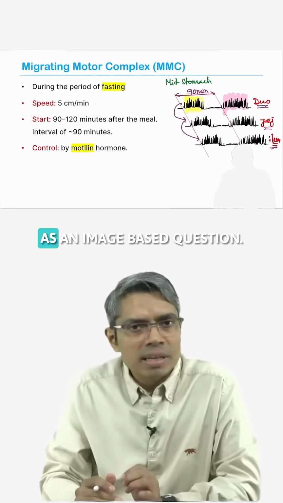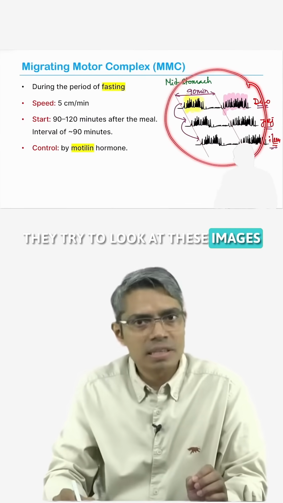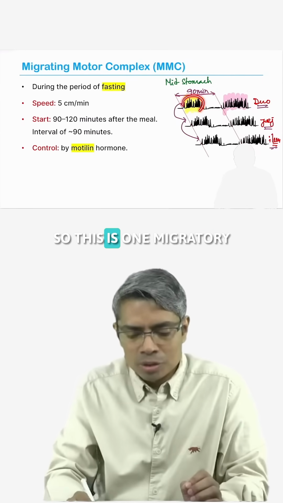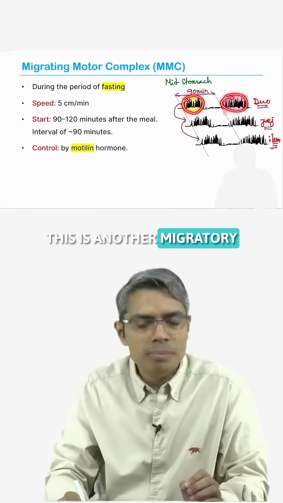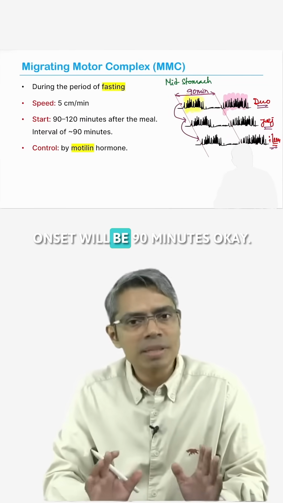It can also be given as an image based question. So on the right side, look at these images. There will be a clear gap between these two activities. This is one migratory motor complex, this is another migratory motor complex. The interval between the onset of these two migratory motor complexes will be 90 minutes.